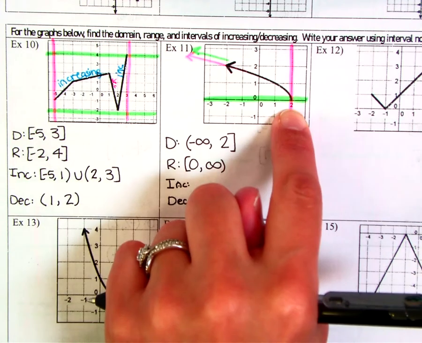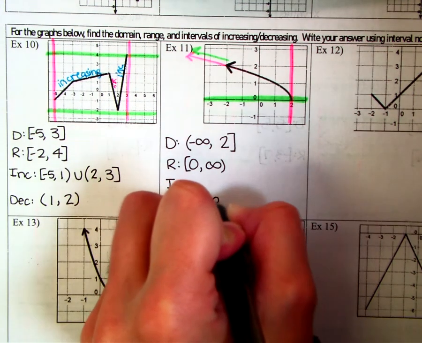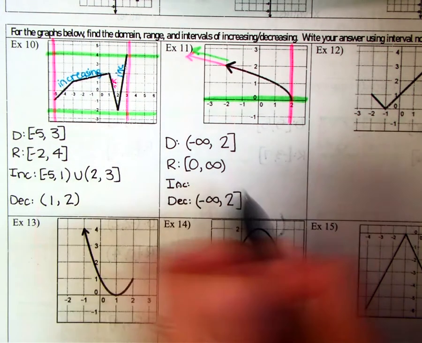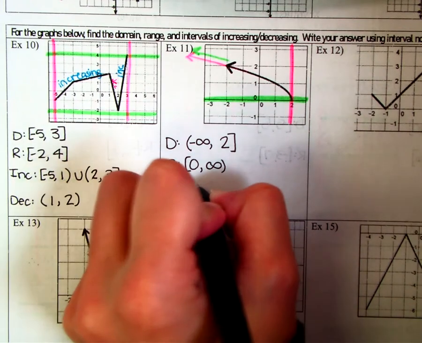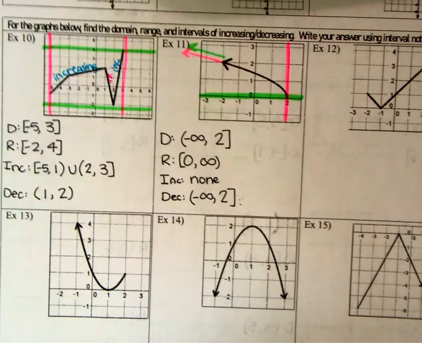Well, I'm going downhill. So I decrease the entire time. So I decrease the entire domain. So in this case, my decreasing and domain are the exact same thing. So it's still covering all the same numbers.